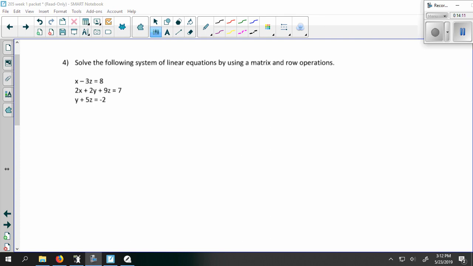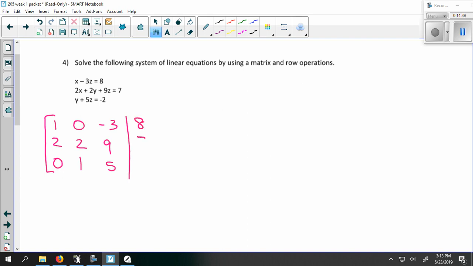Okay, we've got one last problem. We're going to pull this all together. I have a system, 3 equations, 3 unknowns, and I'm going to solve it using row operations. So I'm going to start by translating this to an augmented matrix. My x coefficients are 1, 2, 0. My y coefficients are 0, 2, 1. And my z coefficients are -3, 9, 5. Augment with the right-hand side of the equation, 8, 7, -2.